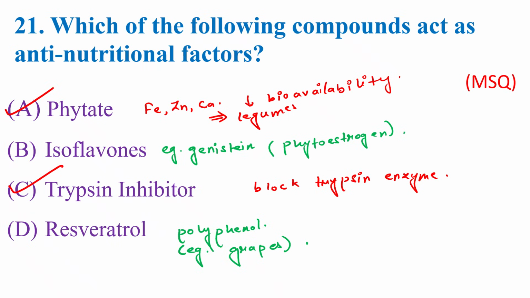Whereas anti-nutritional factors like phytate or the lectins are harmful, and others are beneficial phytochemicals, for example isoflavones or resveratrol. So to reduce these anti-nutritional factors, the foods are soaked or fermented so that we can reduce the phytate content in it. We can give heat treatments to it so that they will denature the trypsin inhibitors. So the correct option over here is A and C.